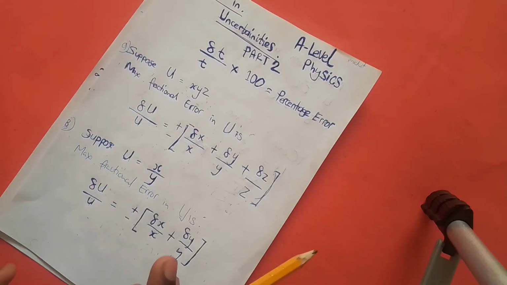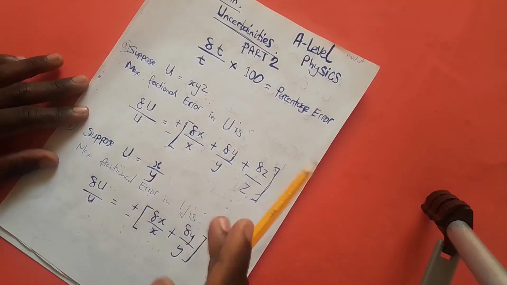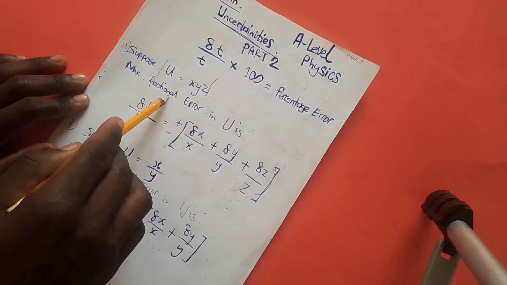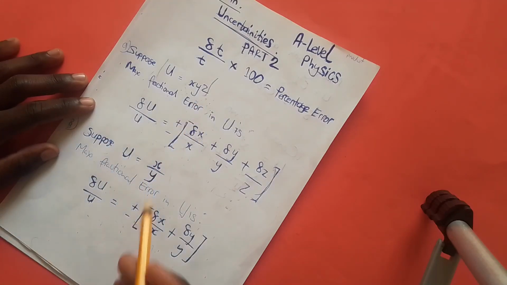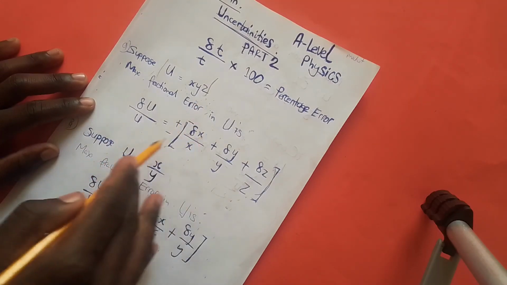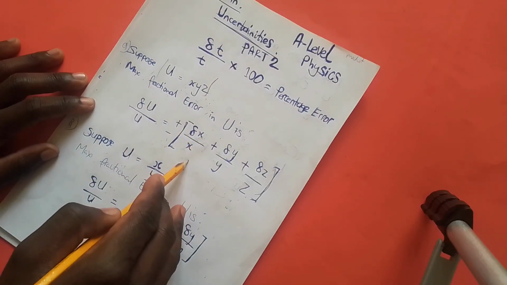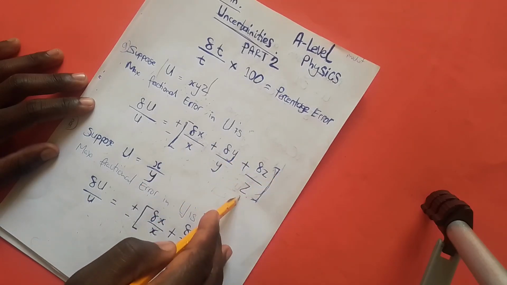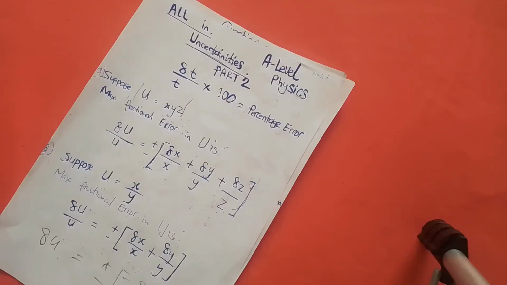This formula is usable when you're multiplying or dividing quantities with uncertainties. In this case we are multiplying: u is equal to x times y times z. So the maximum fractional error in u will be plus or minus the absolute error in x over x, plus the absolute error in y over y, plus the absolute error in z over z. Let's go through some worked-out examples.